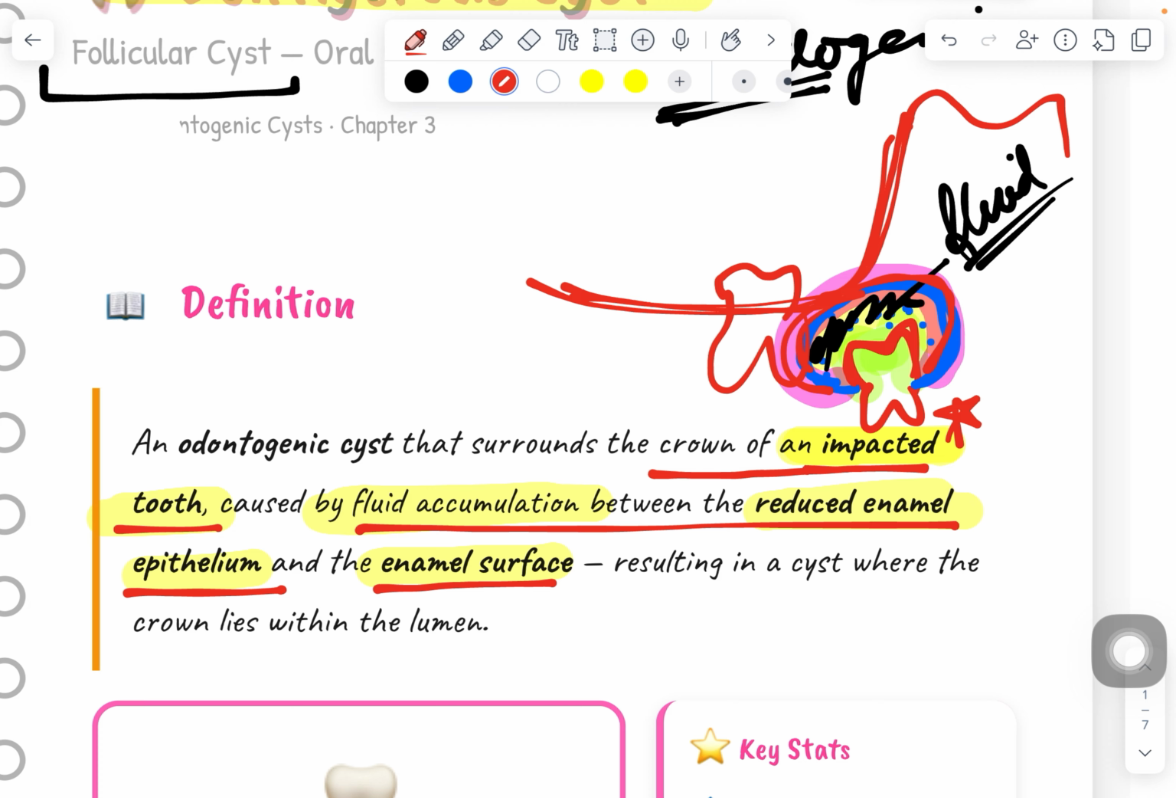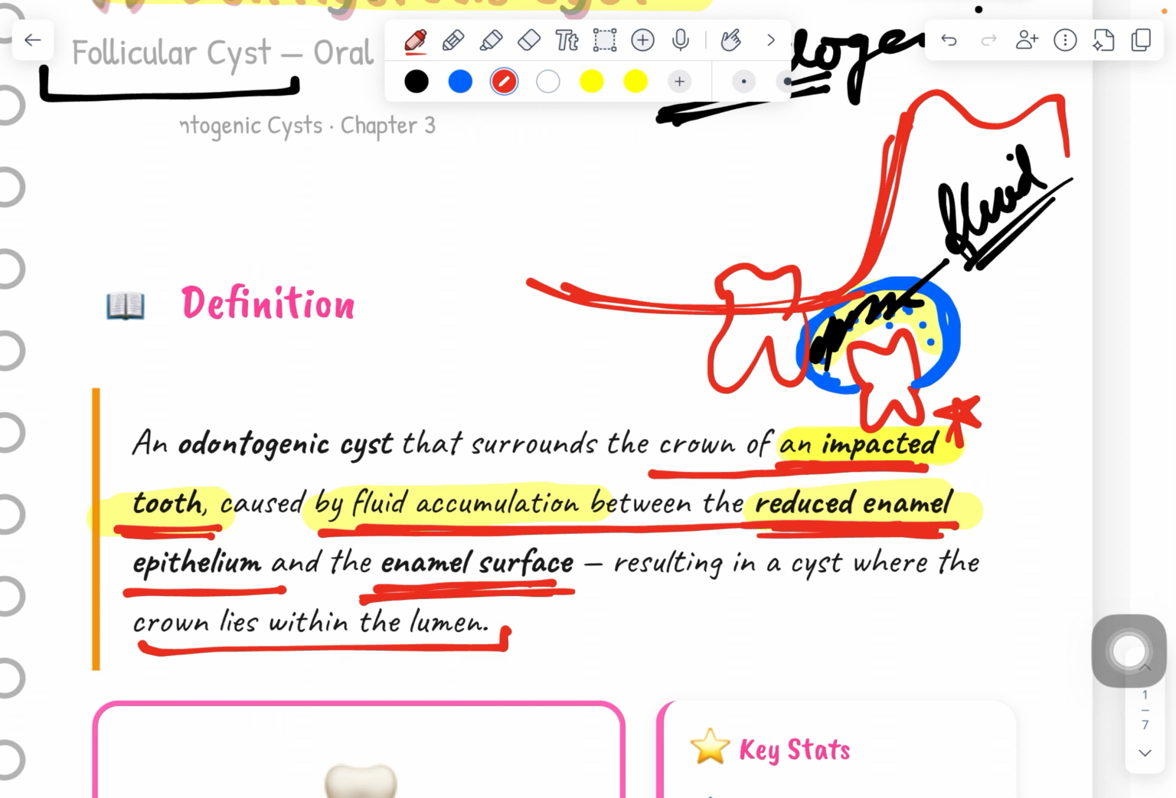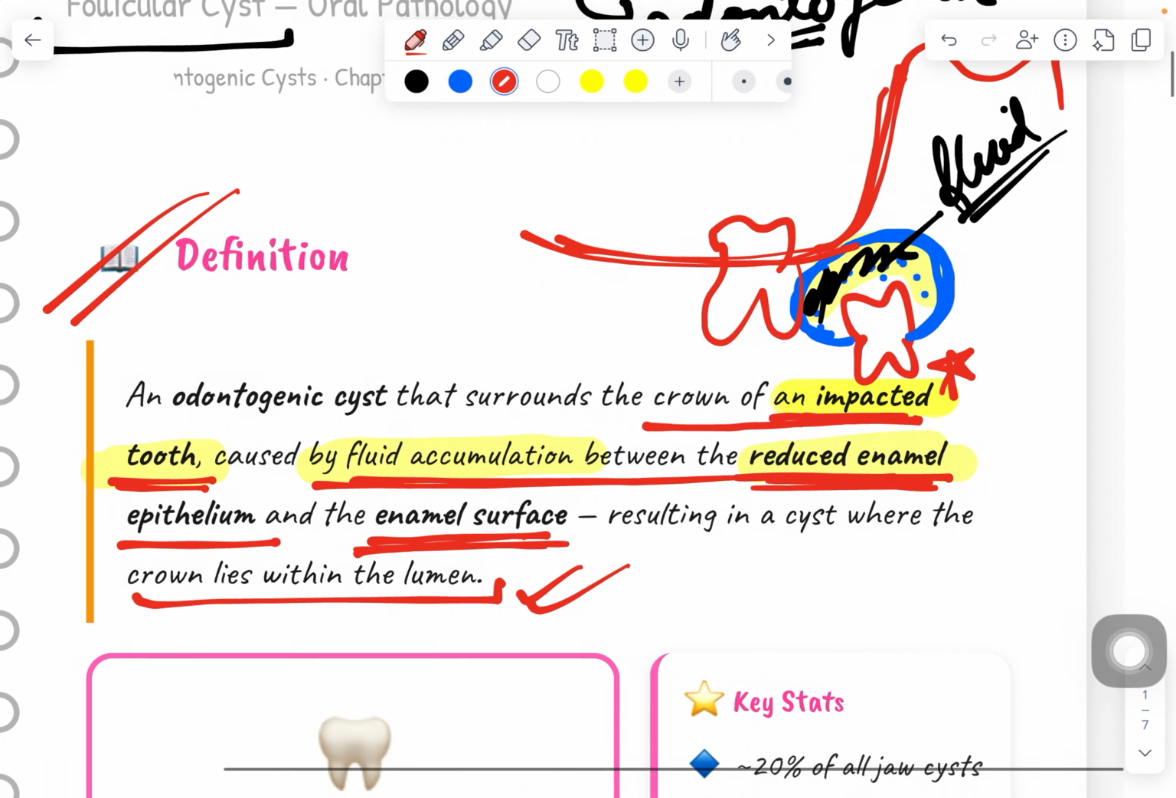So got to know what is a dentigerous cyst. Dentigerous cyst is basically an odontogenic cyst that surrounds the crown of an impacted tooth caused by fluid accumulation between the reduced enamel epithelium and the enamel surface, resulting in a cyst where the crown lies within the lumen. Got it? I hope the definition is clear.